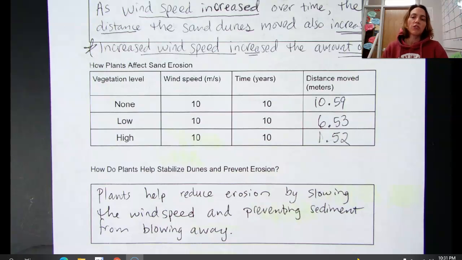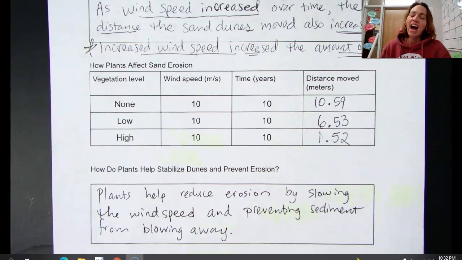So here we go, vegetation levels. You have none versus low versus high amounts of vegetation. Wind speed was always the same. We were only testing the amount of vegetation, so one variable changed at a time, everything else kept the same. That's good experimentation, good science. We measured for 10 years at a time, and surprise, what do we see? We saw that as we increased the amount of vegetation on the sand dunes, the amount of erosion decreased.